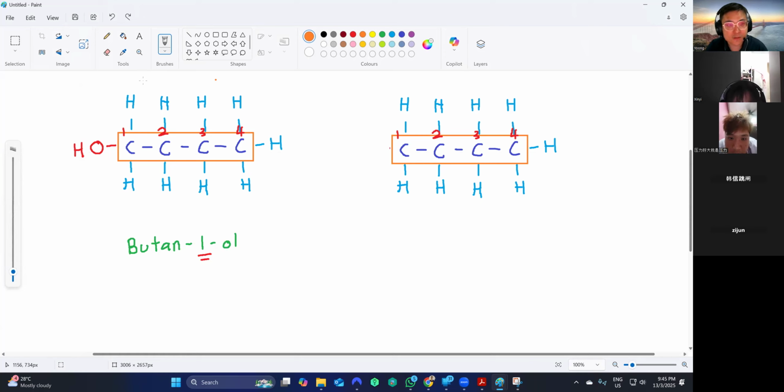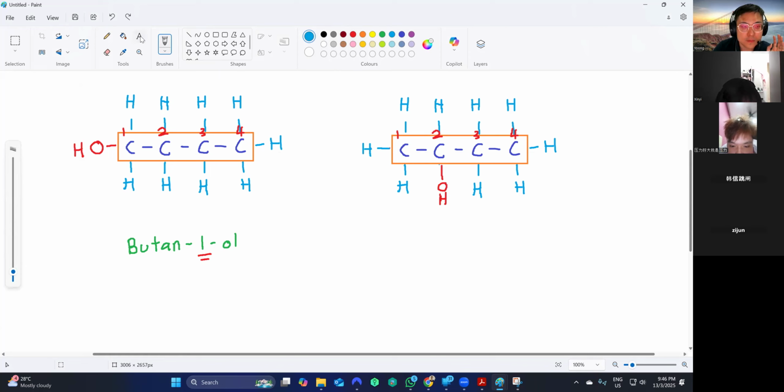So now let's try a different example. Maybe I want butan-2-ol. So here I'm going to delete this one. We use red pen because it's important. We use red pen to draw down here like that, OH. And then here, let me use the light blue color. This one here is H. Do you all see here?